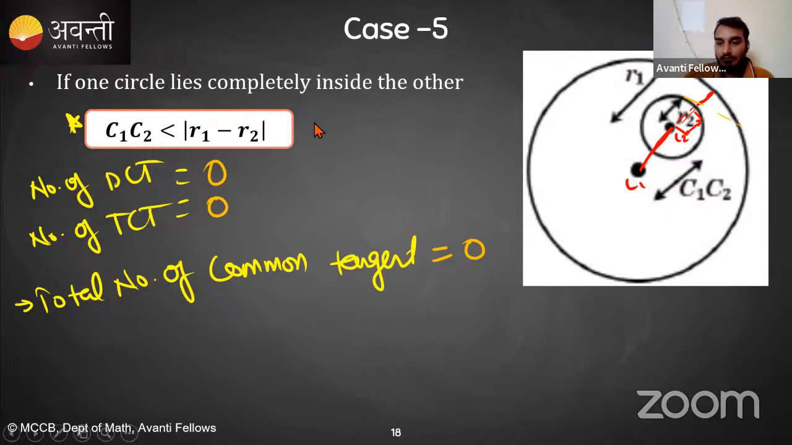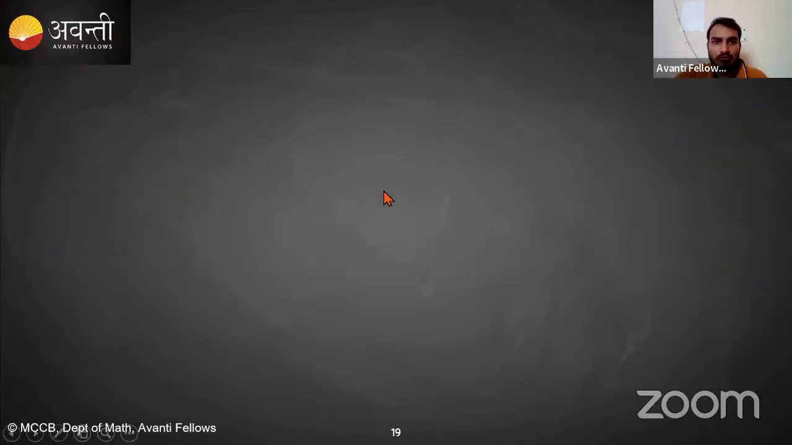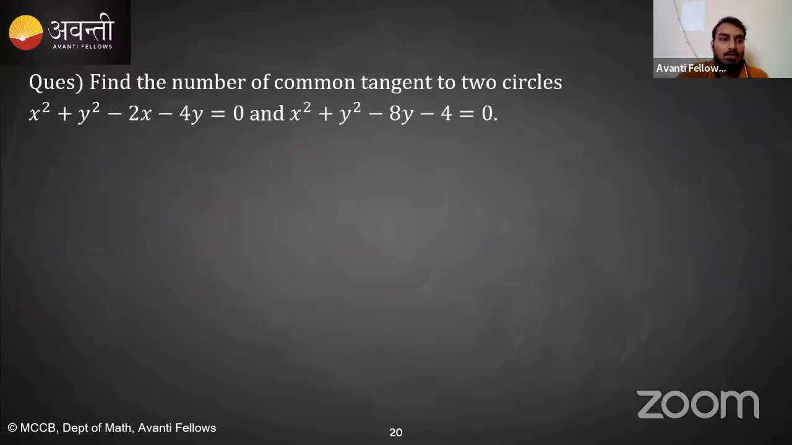Okay, so these 5 cases are clear. Now let's solve a couple of questions on the basis of this. The first question is: find the number of common tangents to 2 circles. I'm giving you 1 minute. If you understood very clearly, then there should be no problem in answering this question. Everyone answer me quickly in the chat box. How many common tangents are possible between these 2 circles? One circle is this and another circle is this.